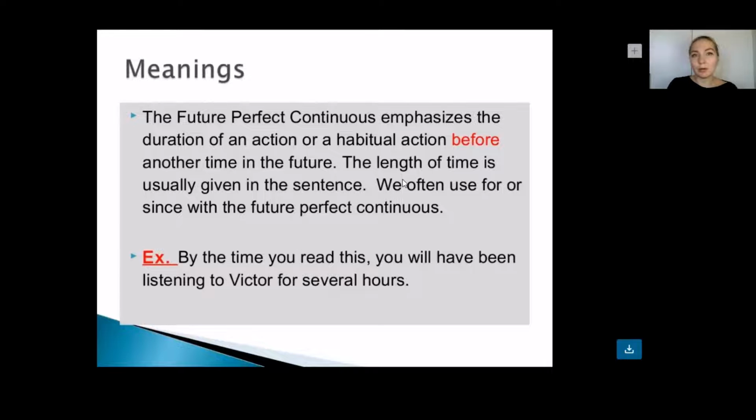So this is how you can identify whether it should be future perfect continuous or just future perfect. You need to remember the things, yeah? For future perfect, we use basically by or in, and for future perfect continuous, we will always use for or since. So for instance, by the time you read this, you will have been listening to the lecture for several hours.